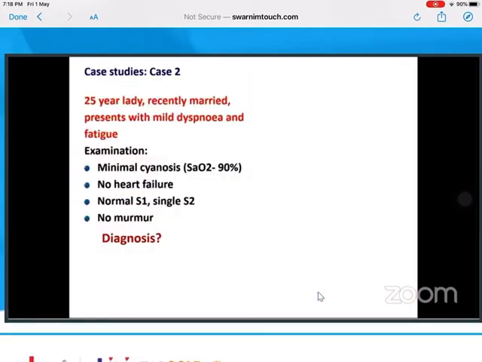This is a 25-year-old lady who's recently married, has presented with mild dyspnea and fatigue. She's very minimally cyanosed. In fact, parents or the family did not even pick up cyanosis. There's no evidence of heart failure. First heart sound is normal. Second heart sound is single. There is no murmur. What is the diagnosis?